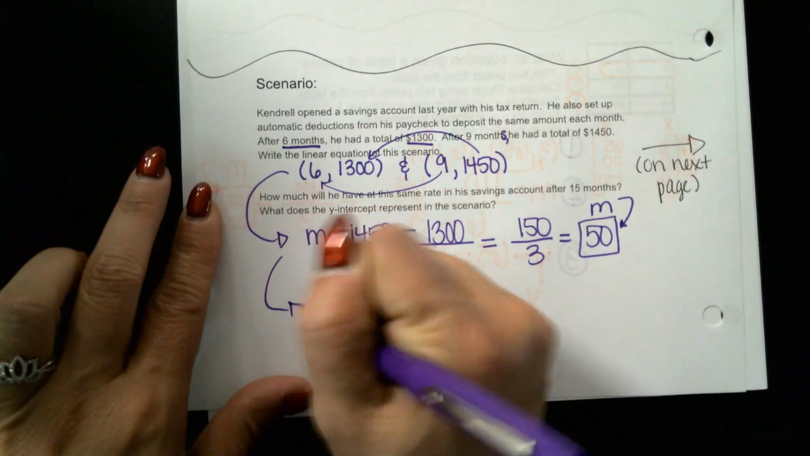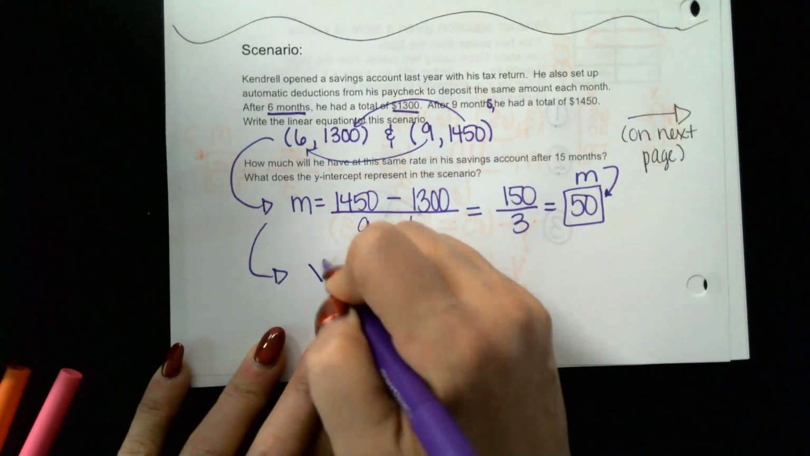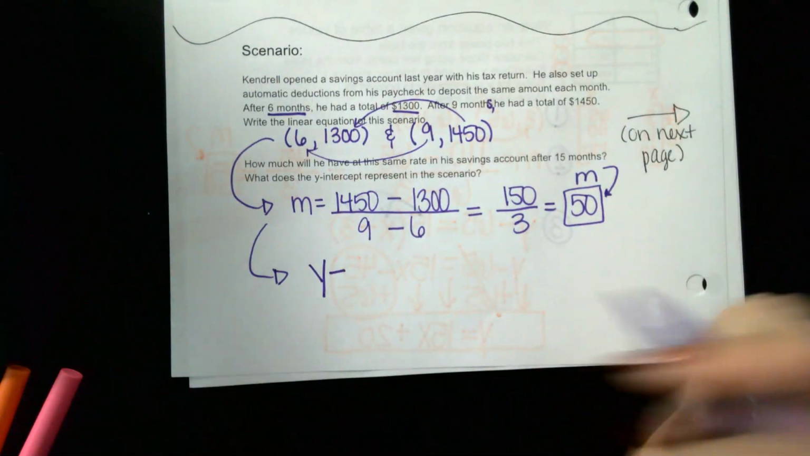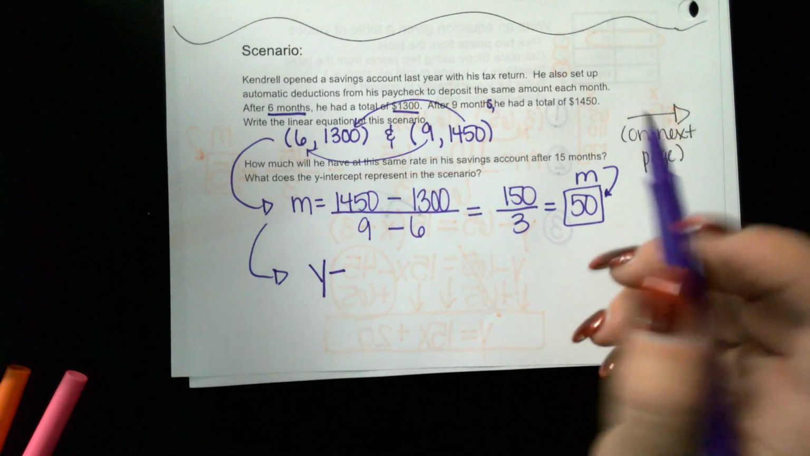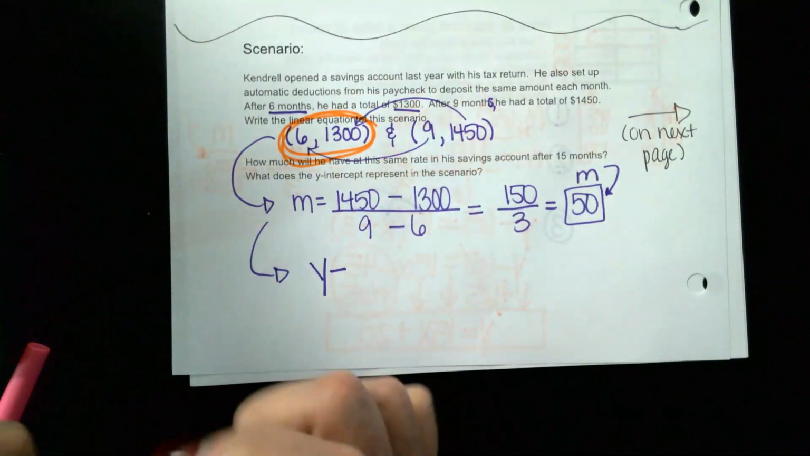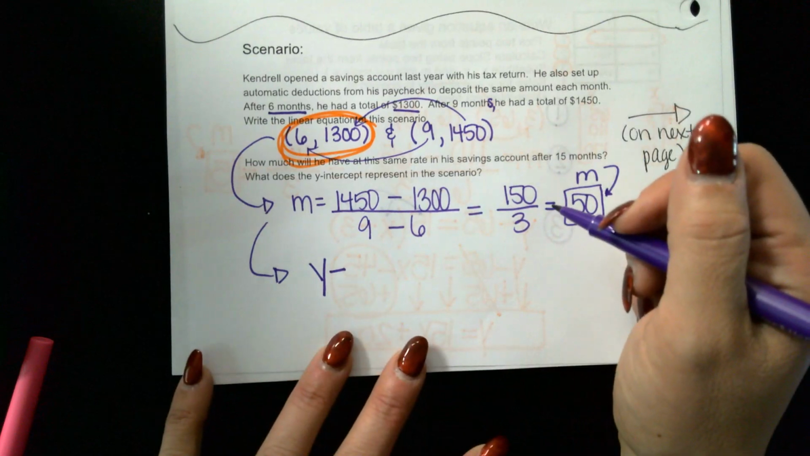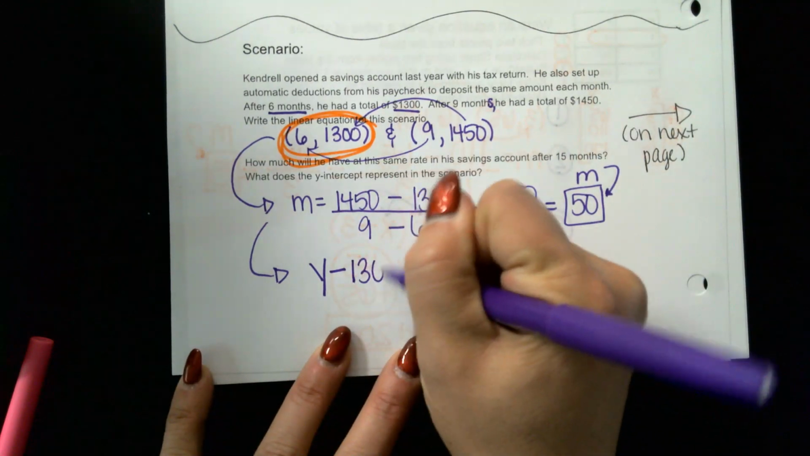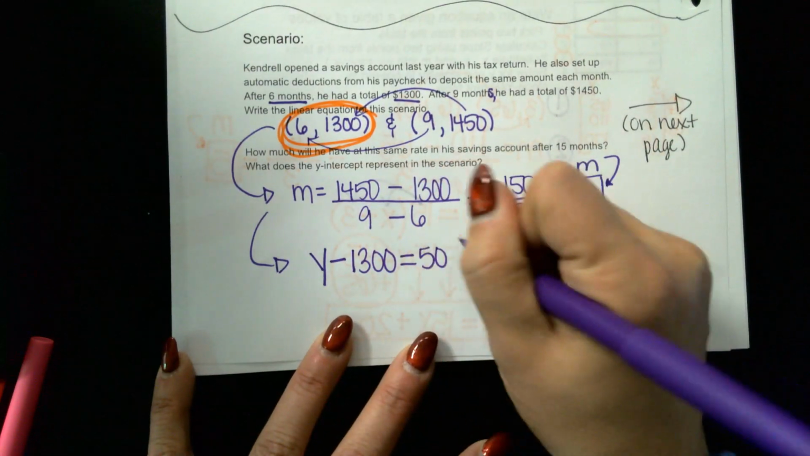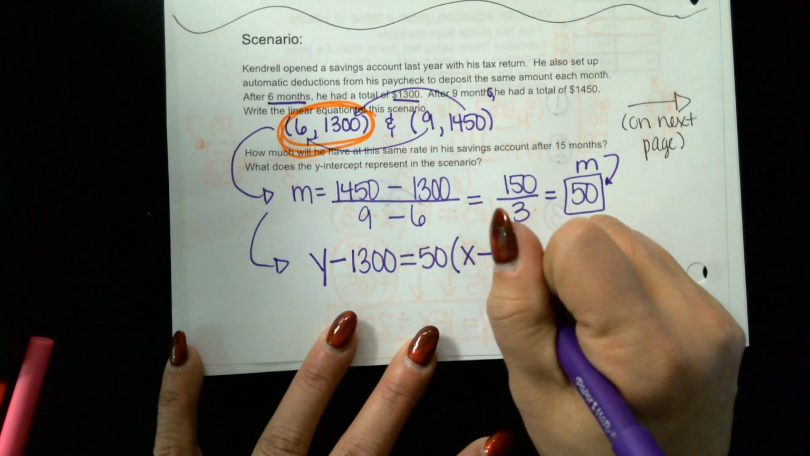Yeah, so then the next step, we're going to do this in point slope form. Y minus. Now look, we only have two ordered pairs to pick from. I know the numbers are kind of big, but you still got to just pick one and go with it. So let's use this one. The 1300 goes here, equals, our slope goes next, so 50, and then in parentheses x minus, and then what was the x? 6.